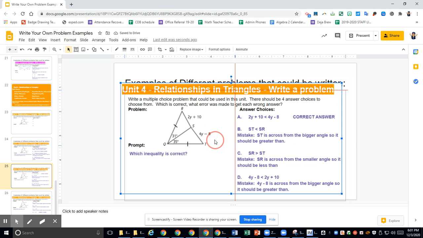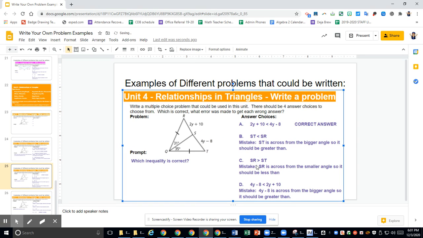Oops, I moved to that. SR is greater than ST. Oh, that's one I just looked at. And then 4y is less than 2y. So my 4y is less than, no, my 4y comes from the bigger angle. So my 4y is greater than, right? So that one didn't work.